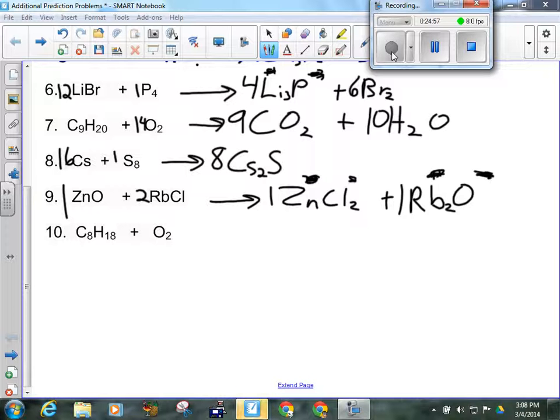All right, last one. Did you have this one on your quiz today? Yes, you did. Okay, this was one of the questions on your quiz. So it's a combustion reaction. Those always produce carbon dioxide and water.